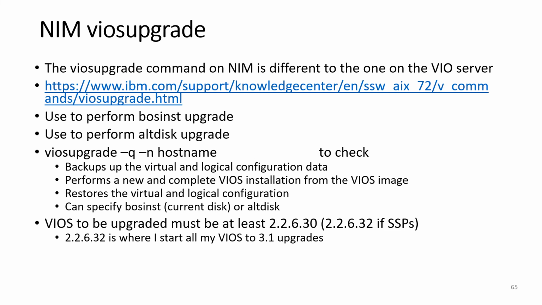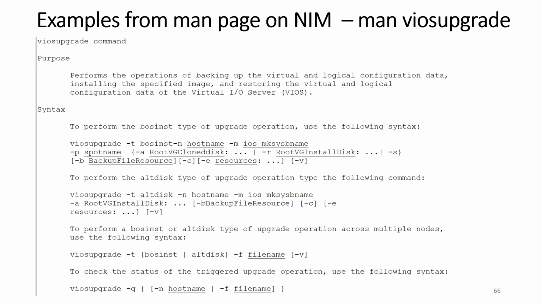Now the NIM VIOS upgrade, as I said, is a little different to the one on the VIO server, but it's basically used to do a bosinst upgrade. So from the NIM server, I can actually tell it to upgrade the VIO server from version 2 to version 3 on an alternate disk. And I've got some examples here from the man page on the NIM version of VIOS upgrade, just so that you can see some of the flags.